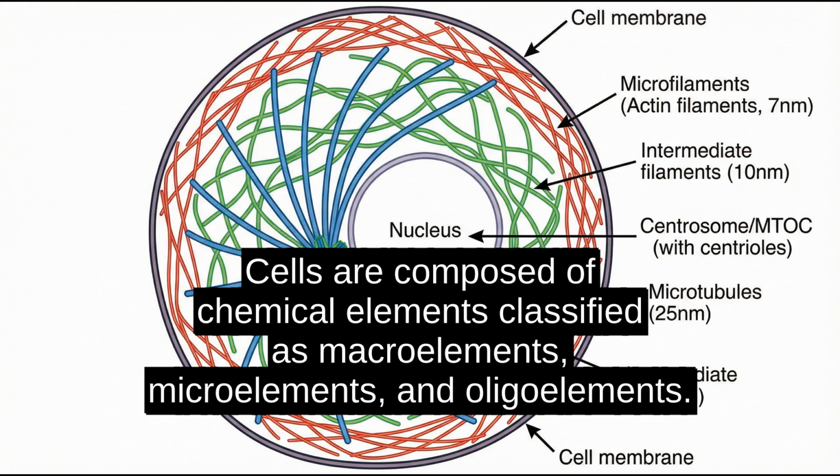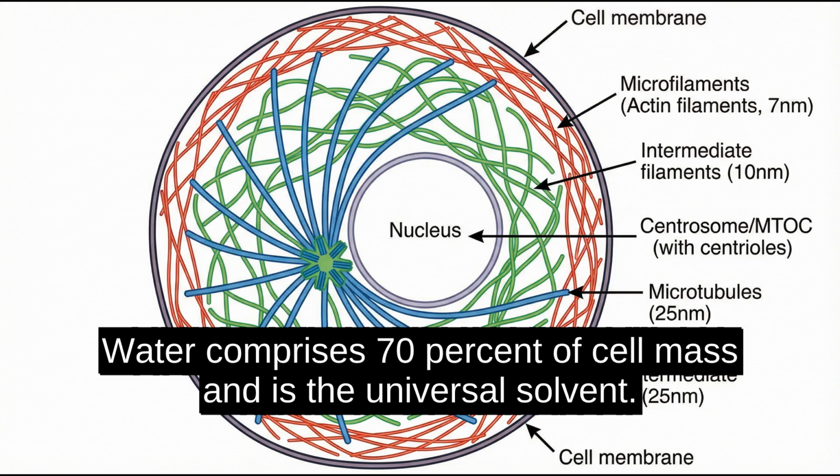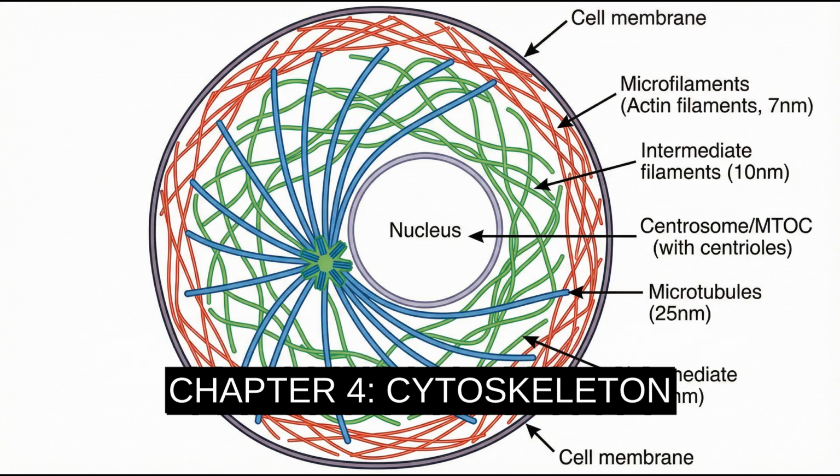Chapter 6. Cell membranes. Biological membranes are composed of lipids, proteins, and carbohydrates. Phospholipids form bilayers with hydrophobic tails facing inward and hydrophilic heads facing outward. The fluid mosaic model describes membranes as fluid lipid bilayers with embedded proteins that can move laterally. The glycocalyx is a carbohydrate-rich layer on the cell surface that protects the cell and provides recognition sites.